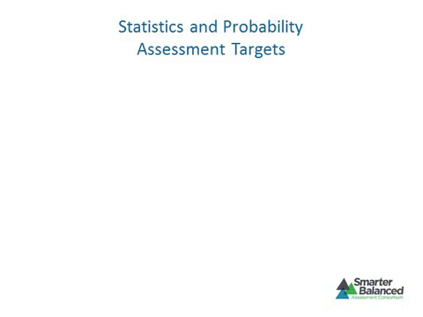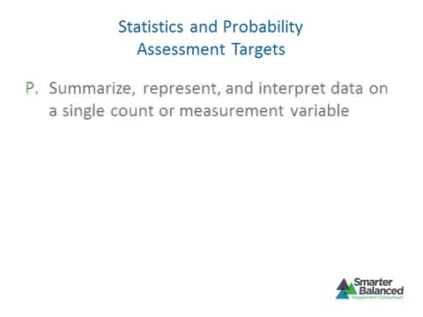For statistics and probability, 1 assessment target has been defined. This target focuses on summarizing, representing, and interpreting data on a single count or measurement variable. This target requires students to use appropriate statistics to explain differences in shape, center, and spread of two or more different data sets, including the effects of outliers.